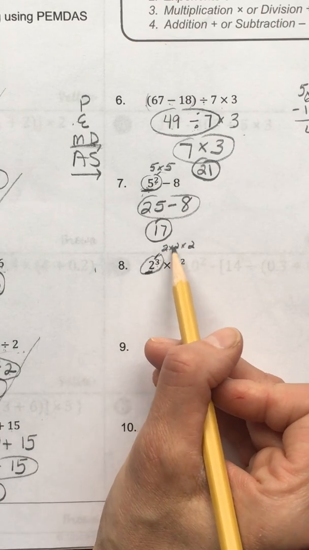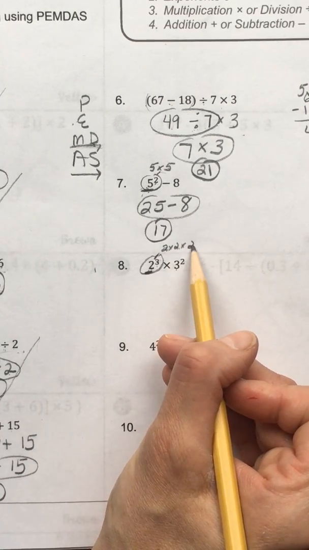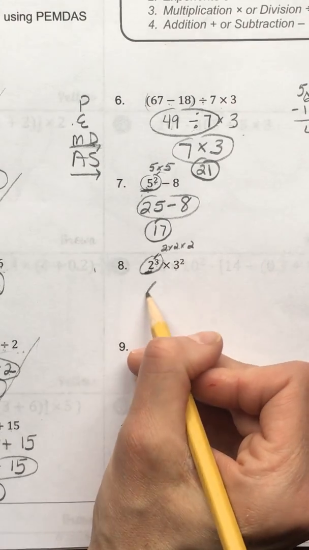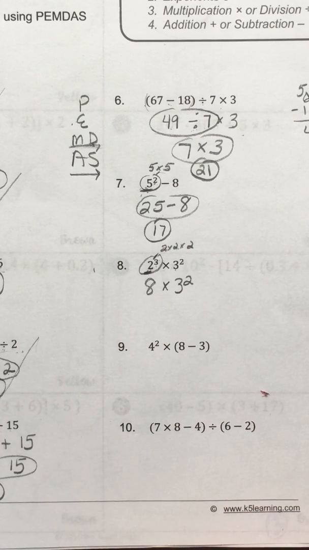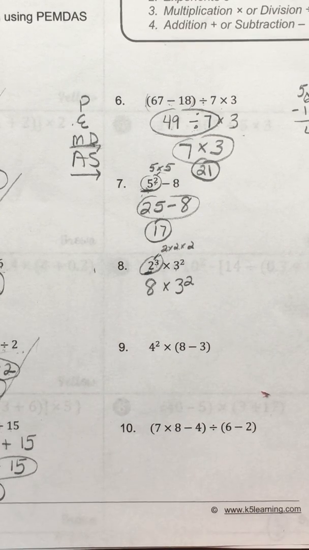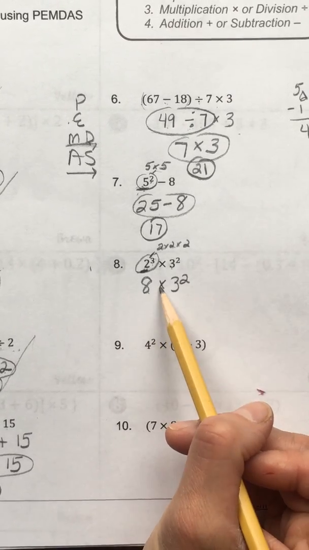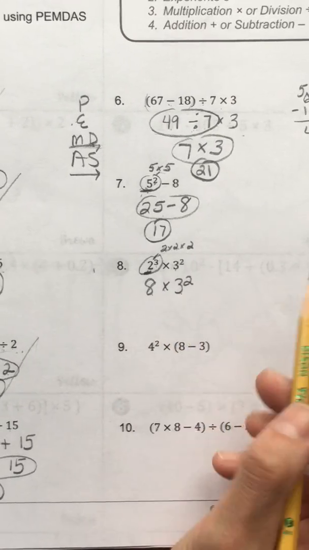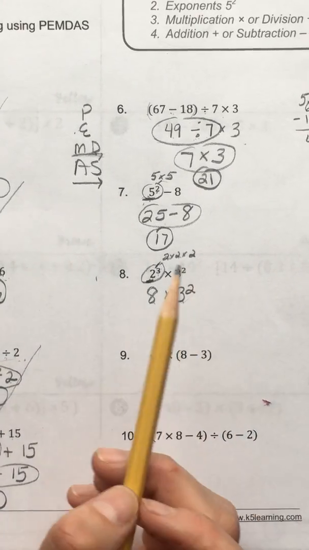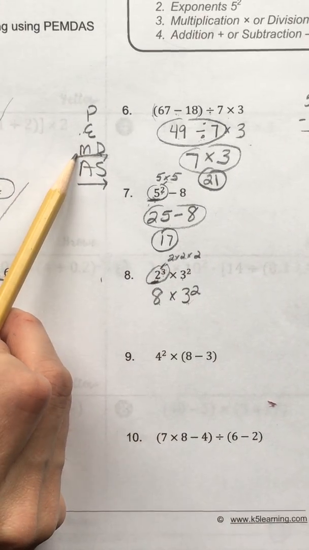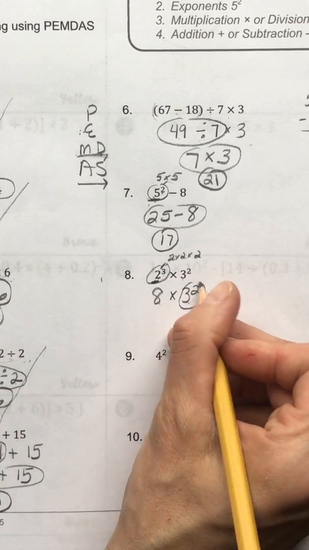So 2 times 2 is 4. 4 times 2 is 8. So 2 to the third power is actually 8. I rewrite everything else the same. Now, I have a choice to make. I can do 8 times 3, or I can do 3 to the second power. What comes first, exponents or multiplication? Exponents come first. So I'm going to solve that.